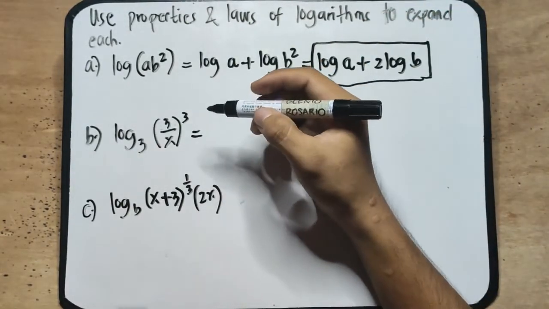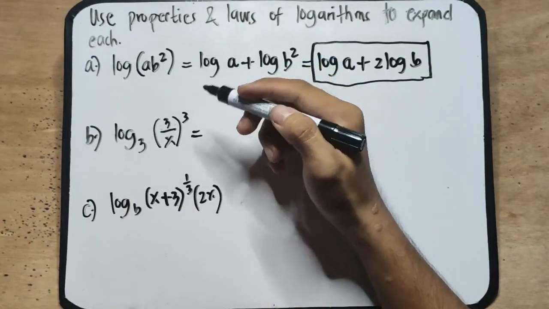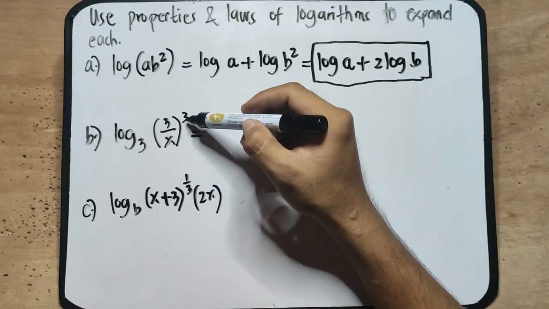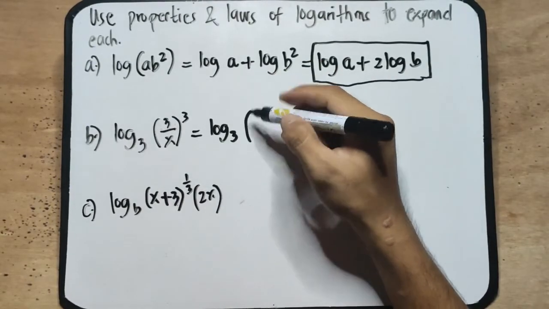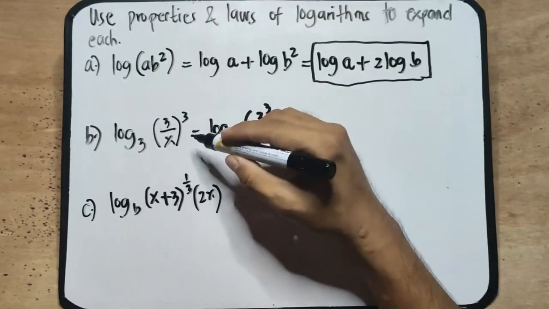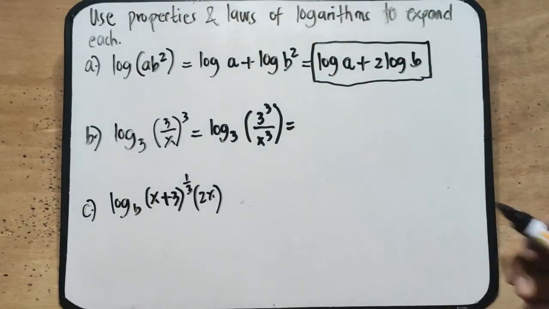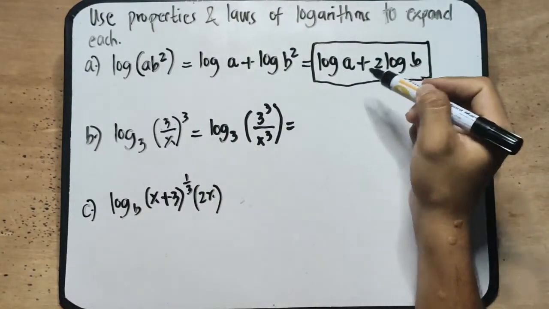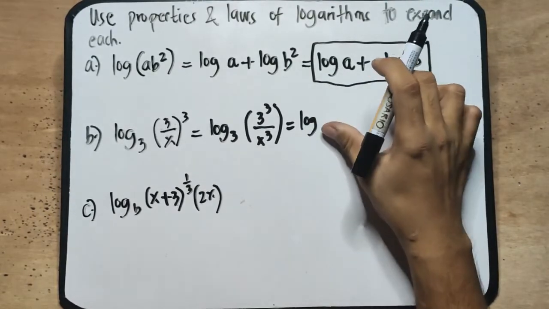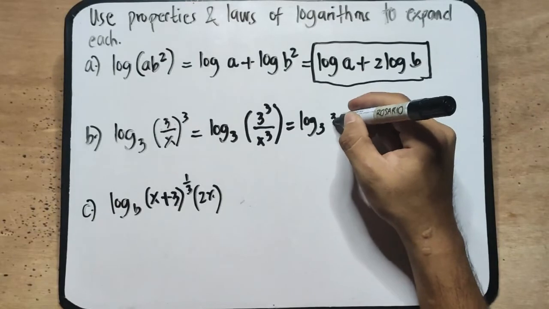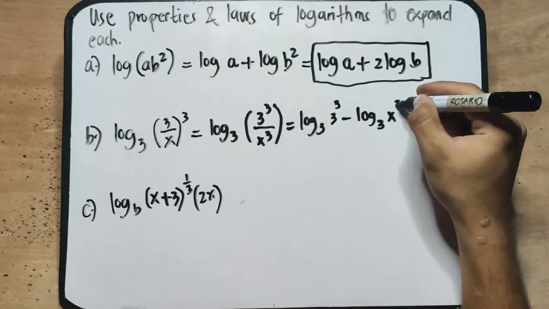So, second item, we have log base 3 of 3 all over x cube. Since merong cube dito, we distribute each. So, that will be log base 3 of 3 cube all over x cube. Simplifying that, since division yung operation, subtraction yung pag-expand natin. So, this will be log base 3 of 3 cube minus log base 3 of x cube.